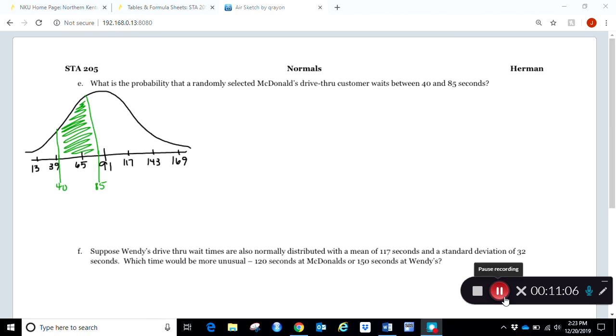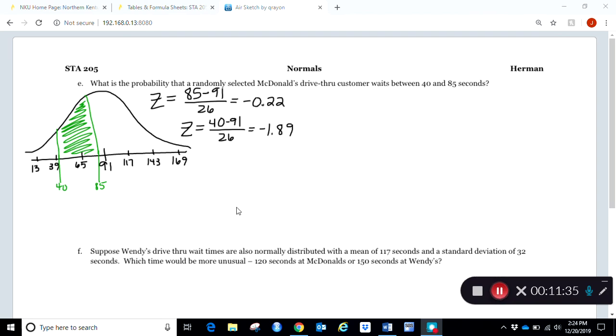So first, checking our picture, I have the same scale on the bottom as I've had since the beginning. This time we're asked between 40 and 85 seconds. So 40 is just barely more than the 39, and 85 is slightly smaller than 91. This time it does say between, so we shade between it. So now our next step is to find our z-scores for both the 40 and the 85.